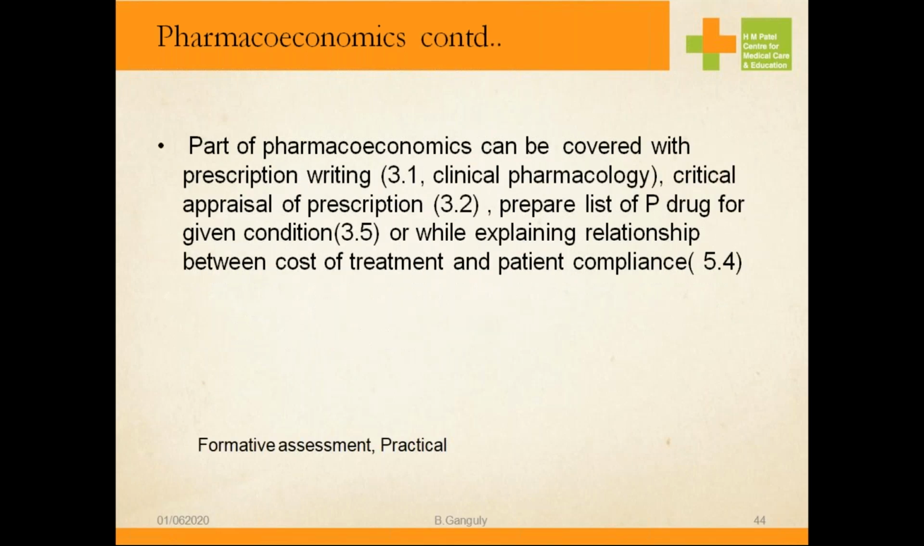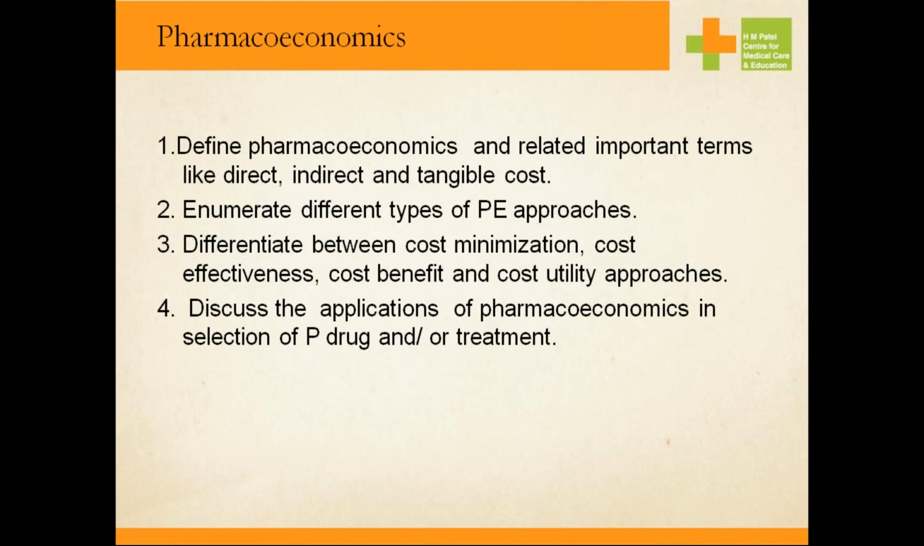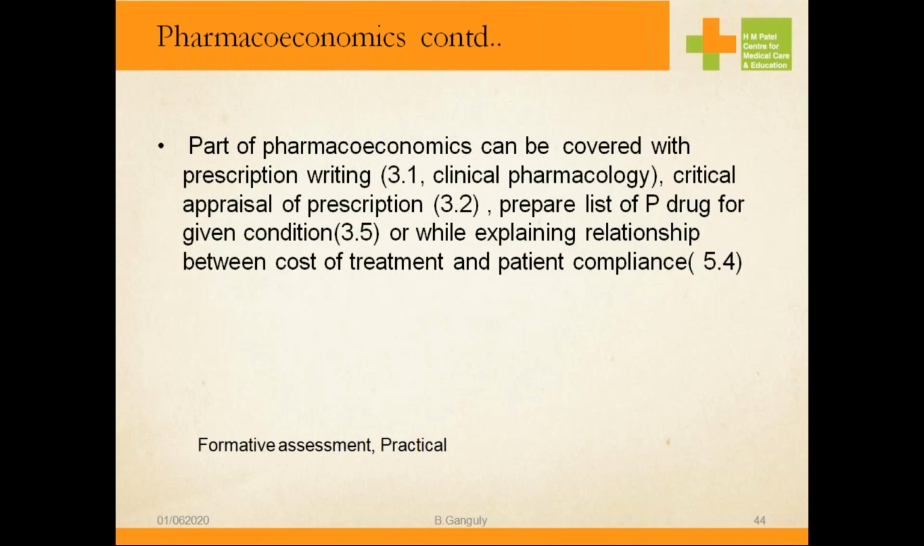And then part of pharmacoeconomics can be covered with prescription writing. That means in practical, with clinical pharmacology, though the number is given as 3.1, and critical appraisal of prescription. In critical appraisal of prescription, pharmacoeconomics may be only a part. When we audit or appraise prescription writing, we take a number of areas, and one of them will be pharmacoeconomics. So what I mean to say is that we have to specify where it has to be placed based on competency, and not only on learning objectives, domain, and level.